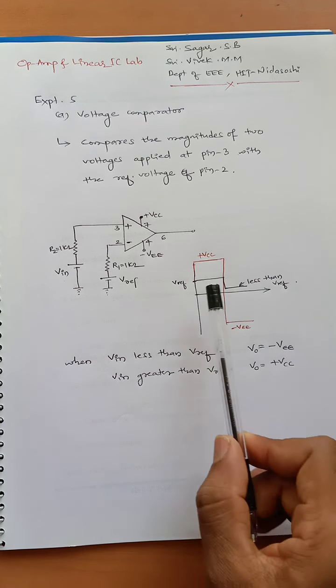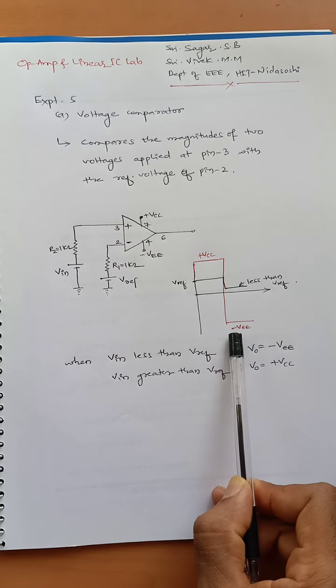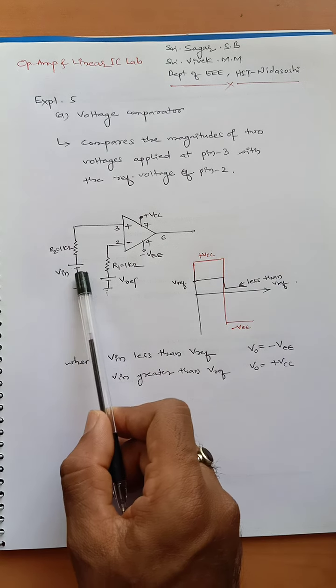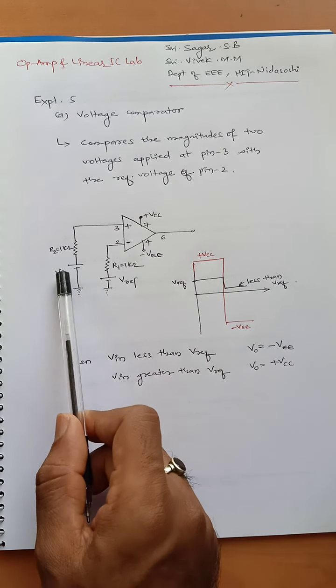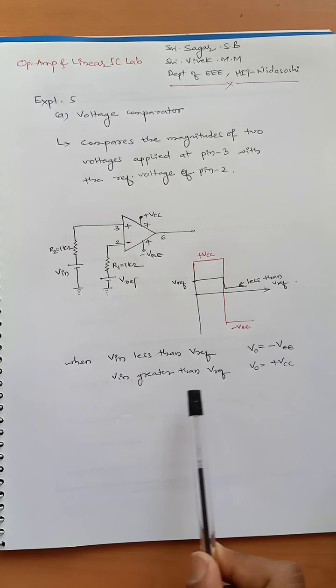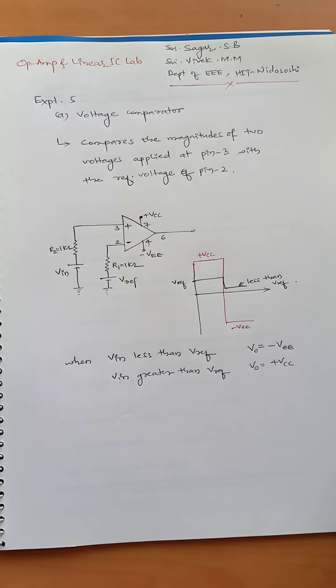So the output of this circuit will shift from plus VCC to minus VEE, minus VEE to plus VCC, depending on the value of Vin. If it is less than V reference, the output is minus VEE. If input is greater than V reference, output will be plus VCC. Now we will connect this circuit on the breadboard and we will verify the output.